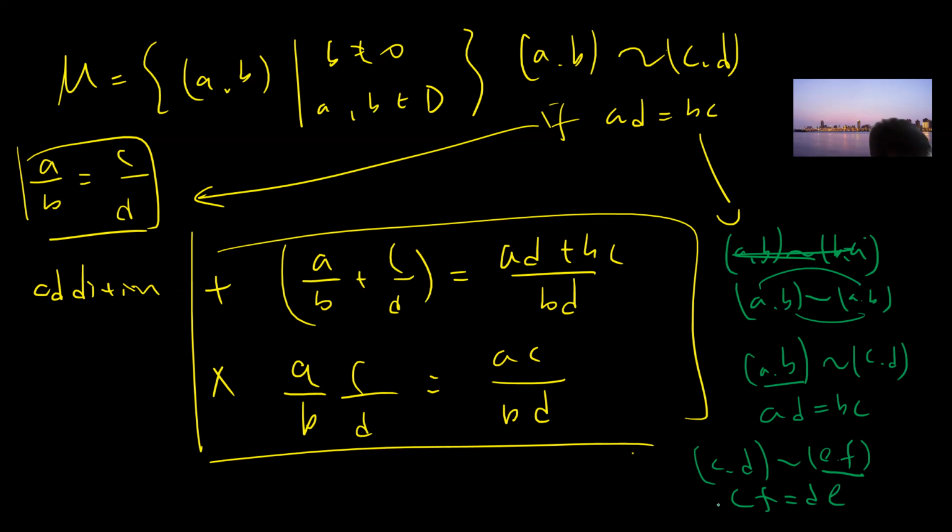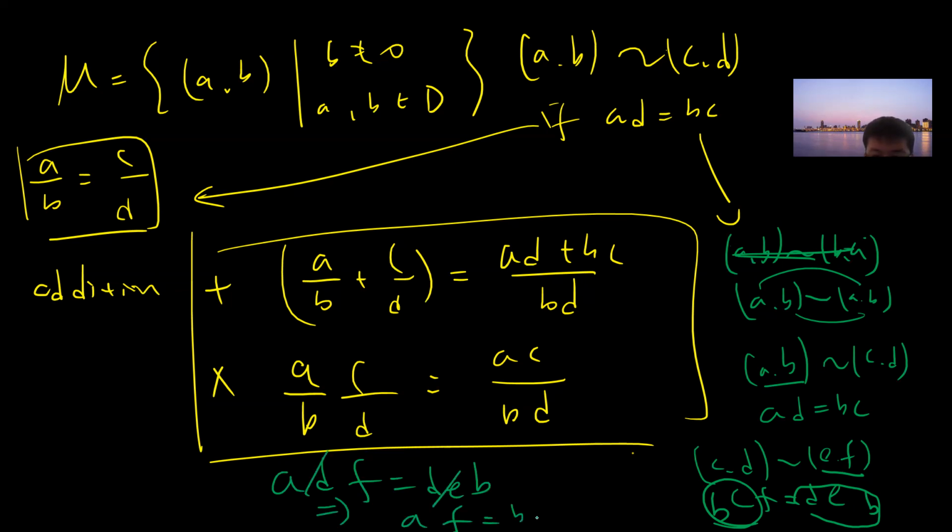Let's see, because if I times B here, I get BC, and this I get BCF equals BED, right? But I know BC is the same as AD, so I get ADF is DEB, which I can cancel D. So I got AF is BE. Okay, so this shows we have identity and the transition.